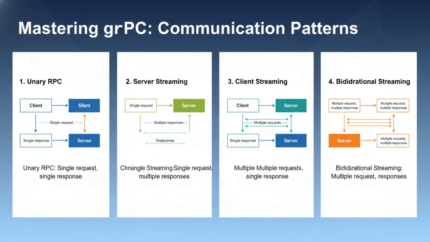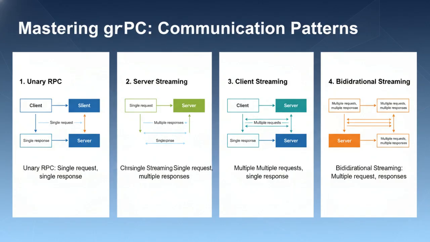gRPC offers 4 distinct communication patterns, moving beyond the simple request-response model to support highly flexible and powerful interactions. First, we have unary RPC, which is the most common and functions like a traditional HTTP request: a single client request and a single server response. Then there's server streaming, where the client sends a single request, but the server responds with a stream of messages. Think of a stock ticker sending continuous updates.